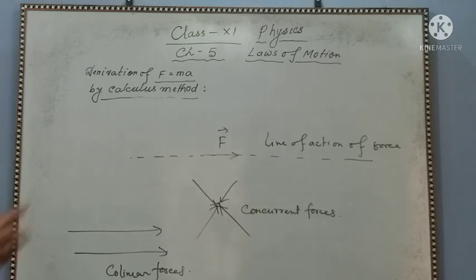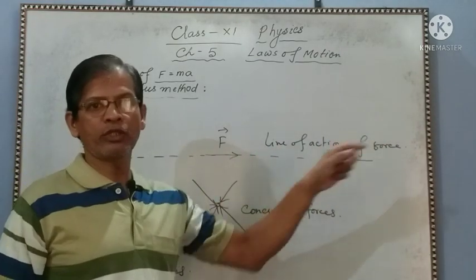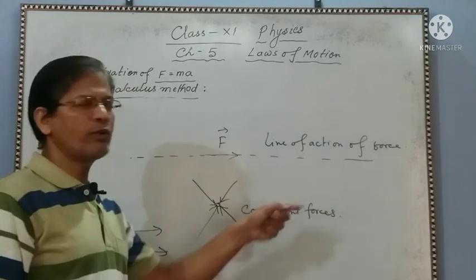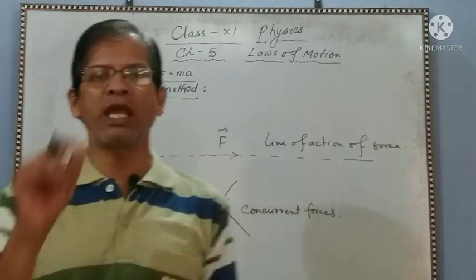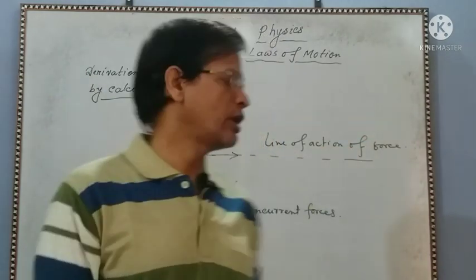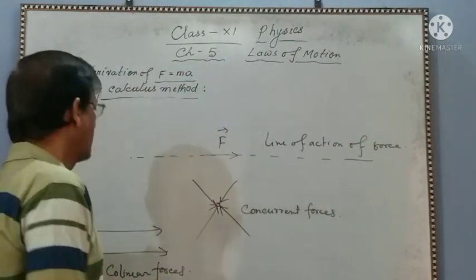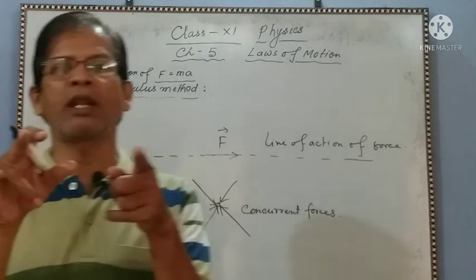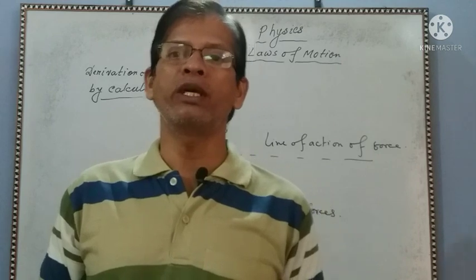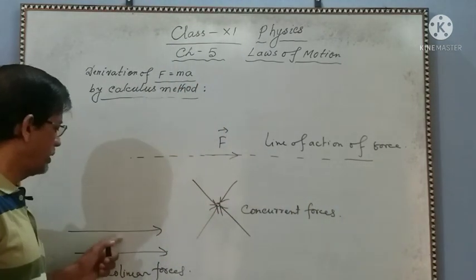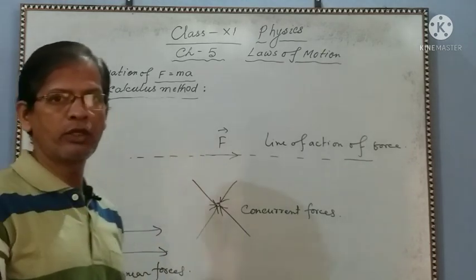So we are getting line of action of force, which means the line in which force is acting. Then concurrent forces, that means so many forces act on a point or on a body. And then collinear forces, the forces which are acting parallel to each other.